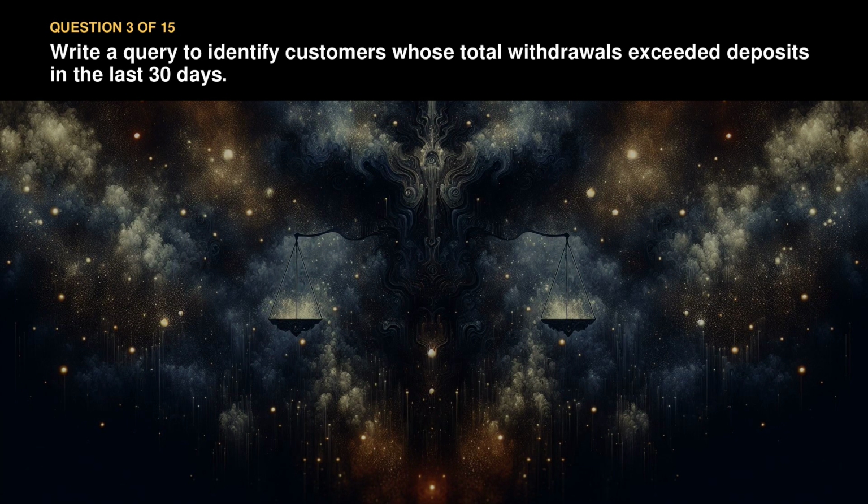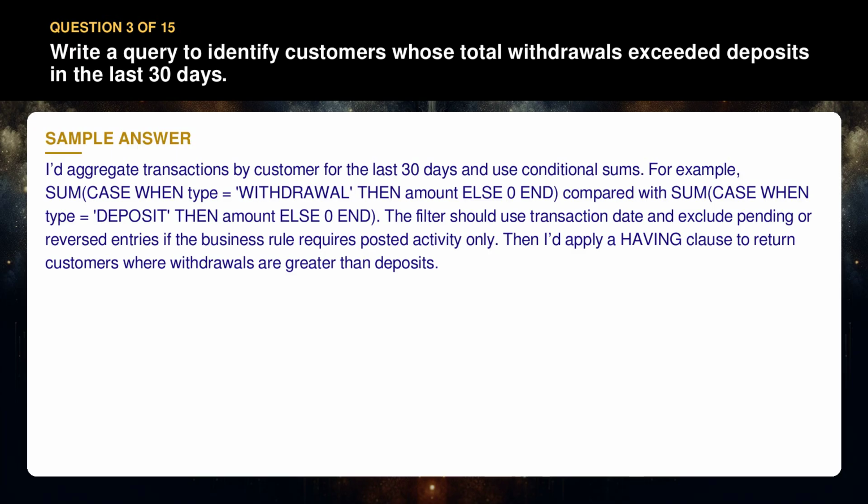Question 3. Write a query to identify customers whose total withdrawals exceeded deposits in the last 30 days. I'd aggregate transactions by customer for the last 30 days and use conditional sums. For example, SUM(CASE WHEN type = 'withdrawal' THEN amount ELSE 0 END), compared with SUM(CASE WHEN type = 'deposit' THEN amount ELSE 0 END).